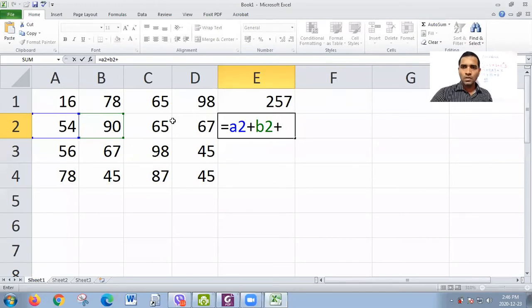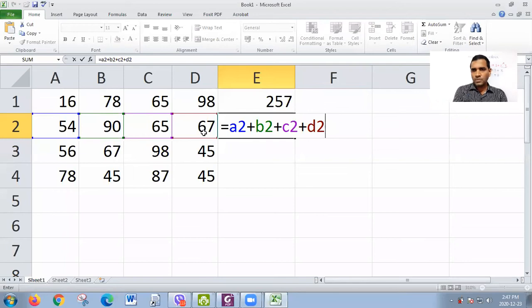Plus 65. It is in C2. So it's C2 plus 67. It is in D2. So it is equal A2 plus B2 plus C2 plus D2. But earlier it was equal 54 plus 90 plus 65 plus 67. But now rather than entering the figures, we entered the cell addresses. Let's press the enter key.